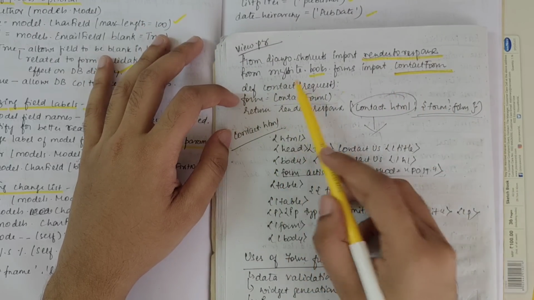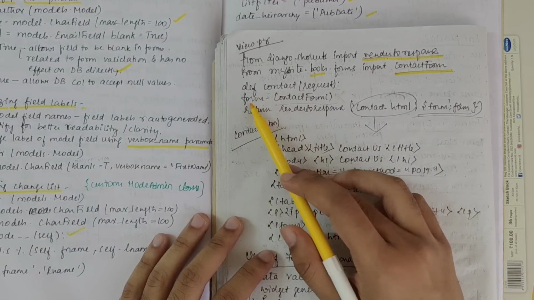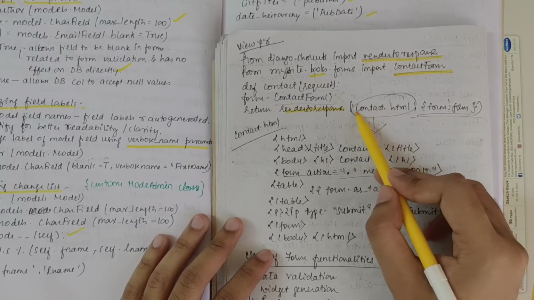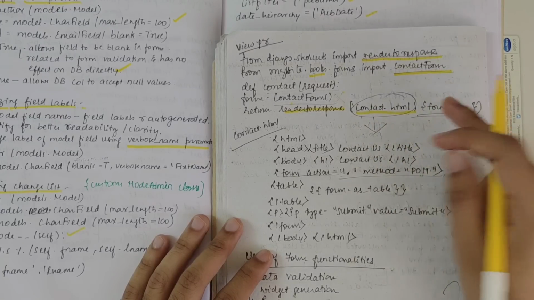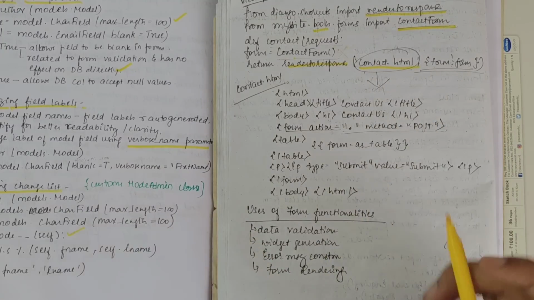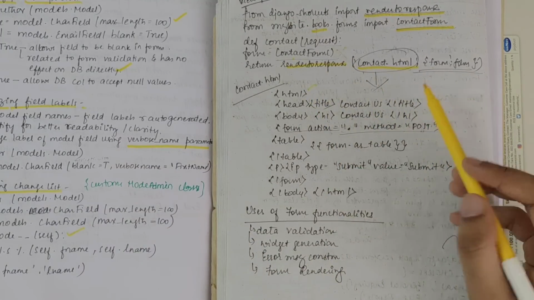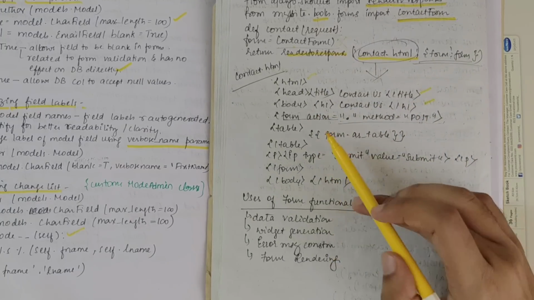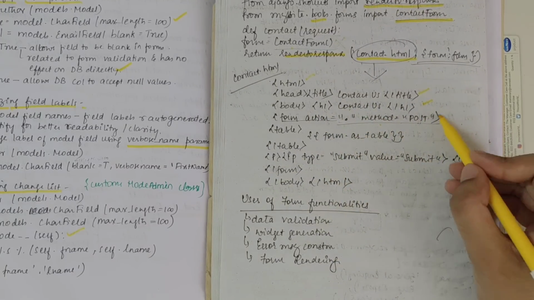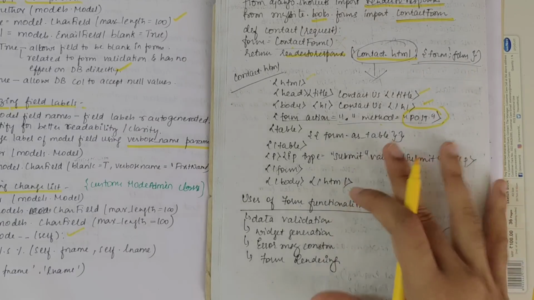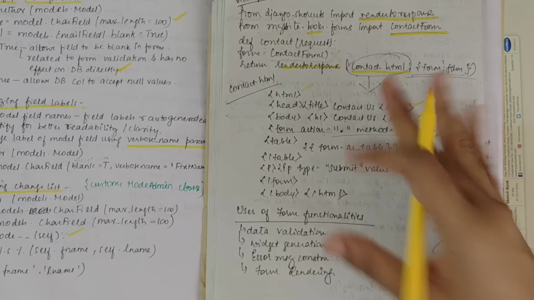Again, specifying here, define contact request. Form is equal to contact form, calling the contact form. Return render_to_response contact.html, form, which will be equated to forms. Forms would be printed. Now looking at the contact.html, we have HTML head title as Contact us. In body we have heading as Contact us. Form action, method post. If we see method post, the output should be printed.